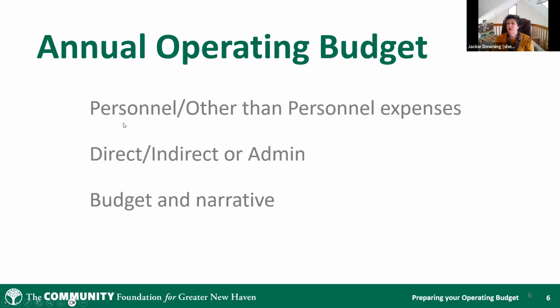So in your operating budget, you're going to see personnel and other than personnel expenses. You're going to see direct, indirect, or admin. And you're going to have the budget itself and a narrative. The narrative that you write against the budget will help you remember where the budget numbers came from next year when you set out to create the next budget. So I am going to get out of this and bring up a budget form, which we will share with you.